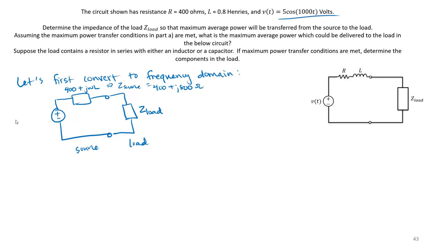And we know our voltage, so in this case we can say our source is 5 angle 0 volts. Alright, so now that we're in the frequency domain, let's start with part A. So in this case, we're asking ourselves, determine Z load so that the maximum average power will be transferred.